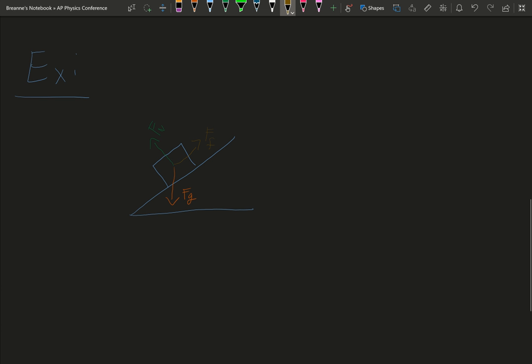The reason I know my force of friction will be pointing up the ramp is because it's on an incline. It naturally wants to go down. So if it's not moving or if it's sliding, your force of friction always goes opposite of the motion. The motion would be that direction. So again, this is our free body diagram. Nothing fancy, it's just that.